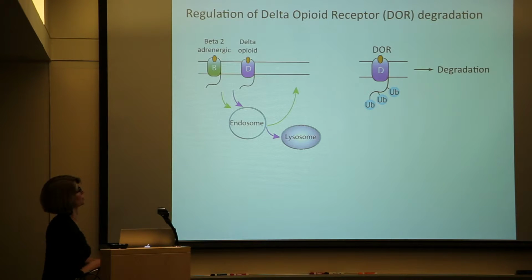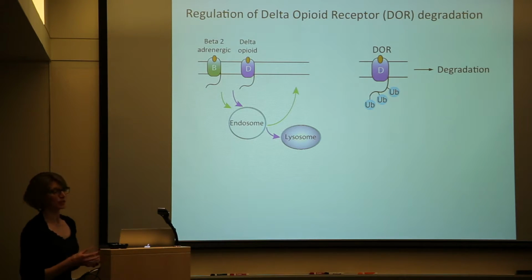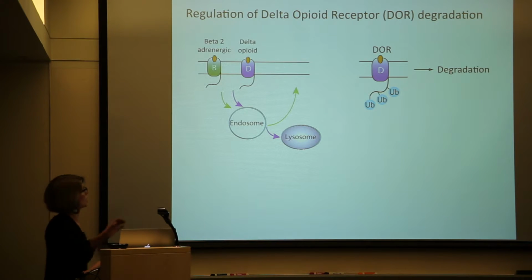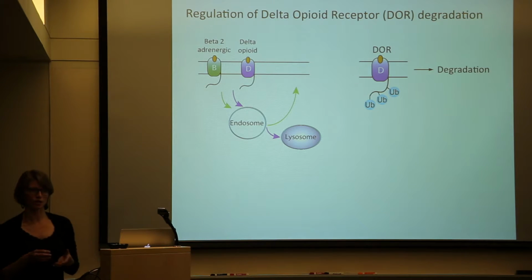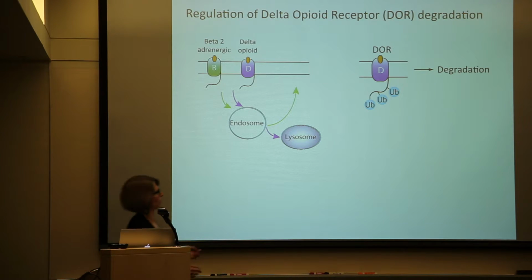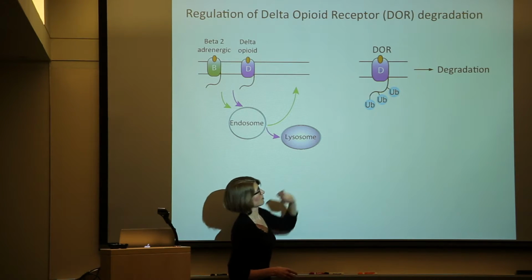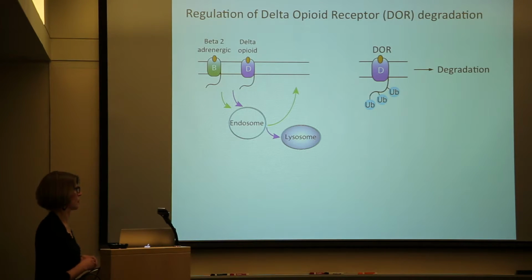And the receptor that we chose for this question is the delta opioid receptor. The difference between the beta-2 adrenergic receptor and the delta opioid receptor is that the beta-adrenergic receptor is recycled and goes back to the plasma membrane, while the delta opioid receptor is degraded by the lysosome. And there's a big question, what is mediating the degradation of the receptor? One key information that we have is that ubiquitination of the receptor is involved in the degradation process.